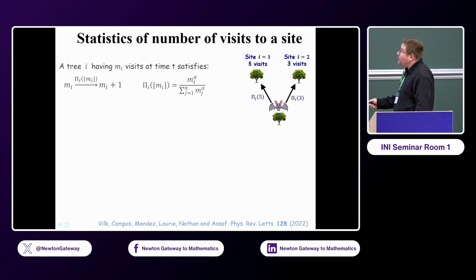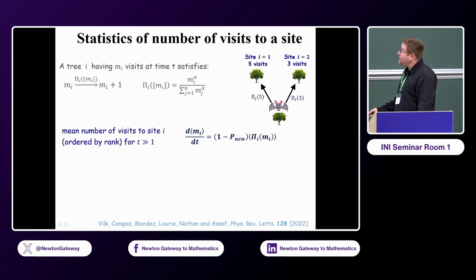It turns out that you can write down a master equation for the joint probability to find M1 visits for tree 1, M2 visits for tree 2, etc. But it's very difficult to solve this for the general case of alpha different than 1. You can solve it for alpha equals 1. So what we did is look at the rate equation for the mean number of visits, and we ordered the trees by their rank. So the first tree will be the most visited, the second tree will be the second most visited, etc. So this is the governing equation.